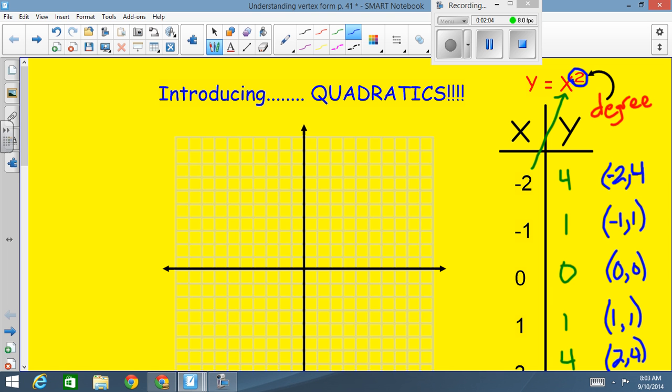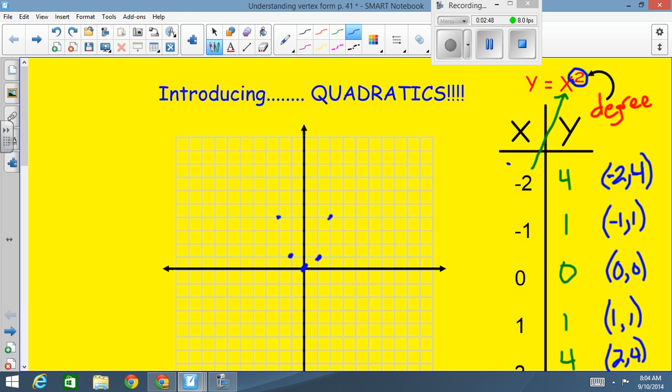This is called the parent function because there's nothing in front, nothing behind, nothing below. It's just stripped down to the basics: y equals x squared. So if I plot the point negative 2, 4, that's to the left 2 and up 4, and then I plot negative 1, 1. Sometimes the points come out a little better if I just... come on. Maybe not. Okay, being stubborn today, so we won't do that. Okay, negative 1, 1, 0, 0, 1, 1, 2, 4.